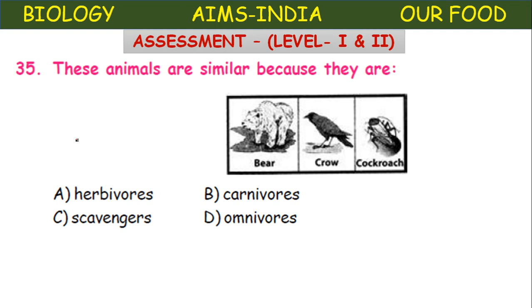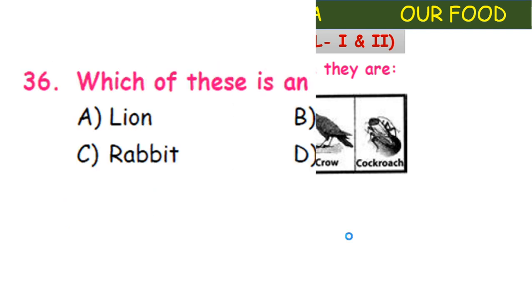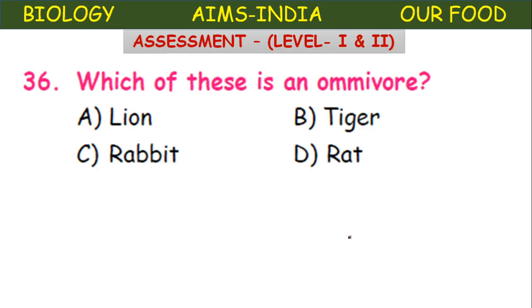These animals are similar because they are herbivores, carnivores, scavengers, or omnivores? They are all omnivores. Bear is an omnivore, crow is an omnivore, and cockroach eats everything, omnivore. Which of these is an omnivore? Lion, tiger, rabbit, rat. The rat is an omnivore.